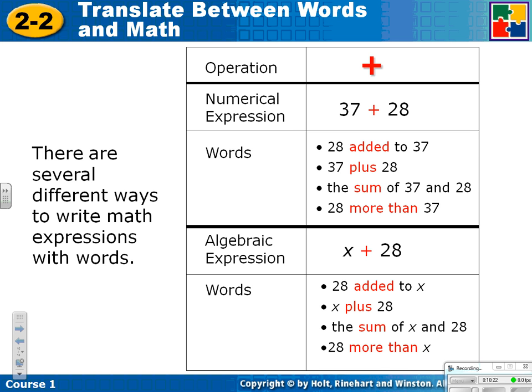Well, you can say 28 added to 37. You could say 37 plus 28. You can say the sum of 37 and 28. You can say 28 more than 37. There are so many different ways to say it. This is the same thing. Added, plus, sum, more than. All of these things. That's for addition.